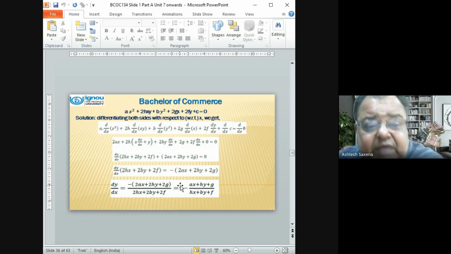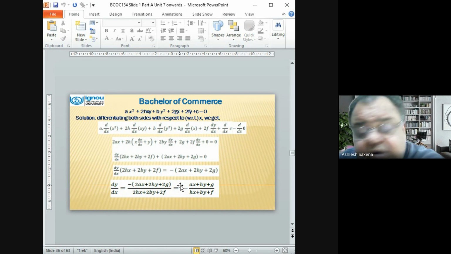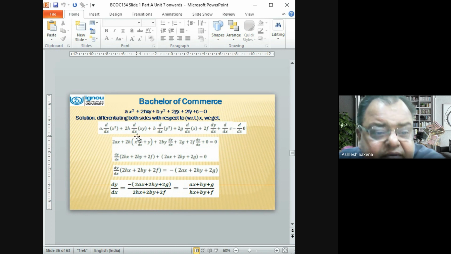First of all, you should take x and y terms. Rest everything will be a constant. Now the thing is how to segregate them. As far as this ax squared is concerned, it can be written in this form.